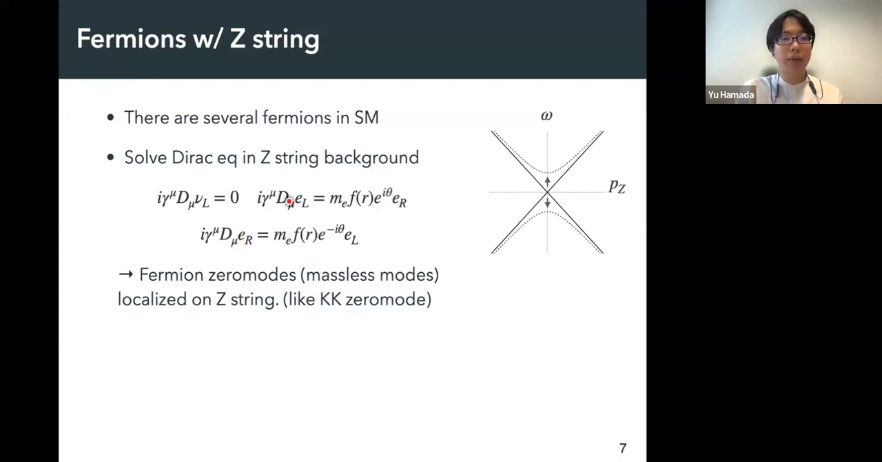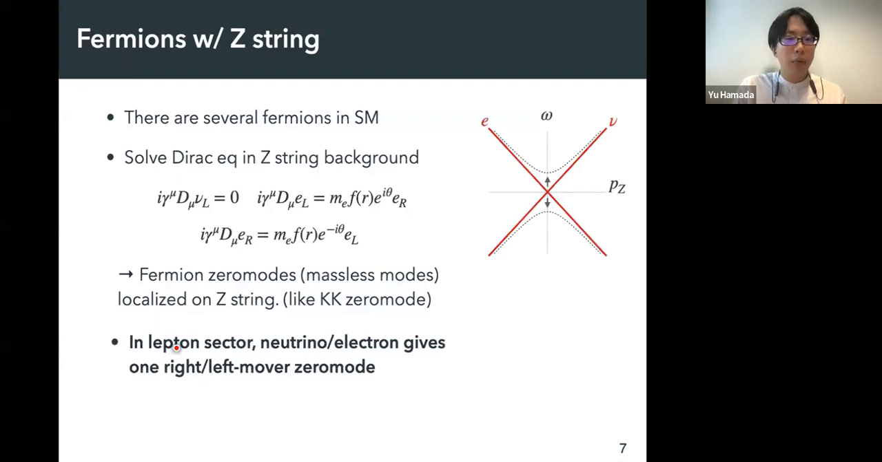Solving these Dirac equations, we get the fermion zero mode, also known as a massless mode, which is localized on the Z string. This is something like the Jackiw-Rebbi zero mode. When we consider some extra dimension and solve the equation of motion, we get some localized mode on the lower dimensions. This is very similar. Even when we consider 3+1 dimensions, after obtaining the zero mode solutions, we get some localized solution around this one-dimensional object.